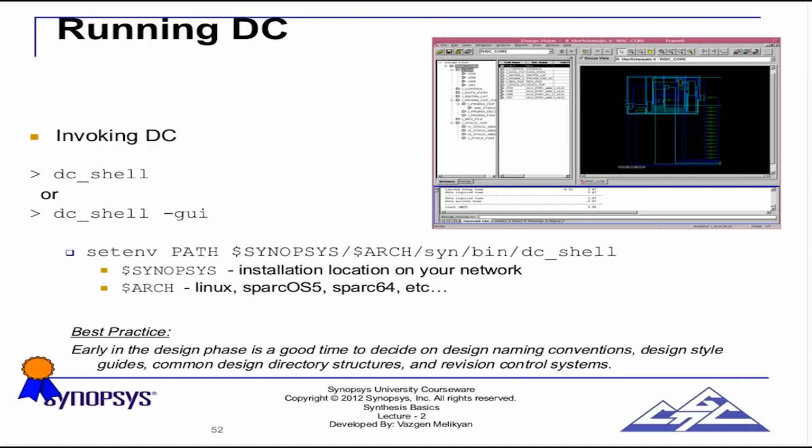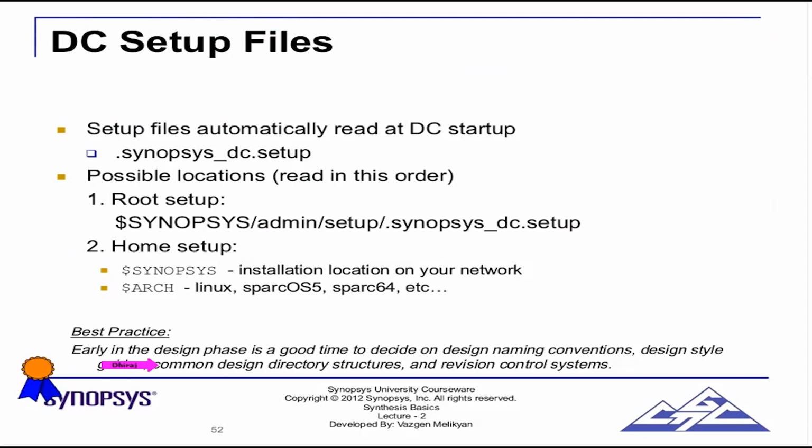You use dc_shell. Obviously, you should have the path set in your environment. You should have some variable set. Obviously, you can take help from the lab guy to do this. You can open it in GUI, but I would recommend starting with the text-based command line interface. The best practice is that early in the design phase, it is good to decide on the design naming conventions, the design style, directory structures, and revision control systems. Obviously, for big projects, it's very essential.